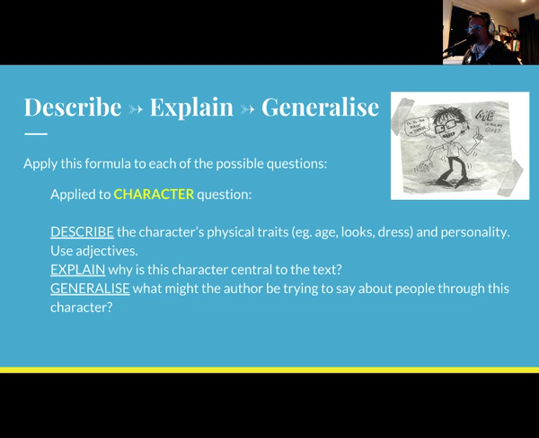So if there's a character question, you're going to describe the character's physical traits, which are things like how old are they, what do they look like, how do they dress, and any other unique personality traits that they have. So if I remember correctly, Arnold has really bad teeth. He has these crazy glasses. His head is overly large, etc.